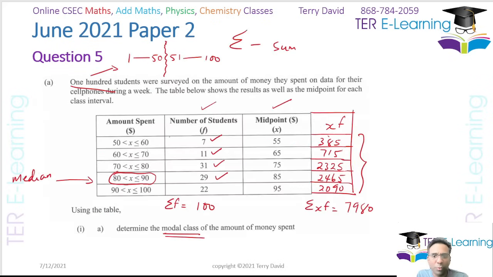Now, if you're wondering what I did here, what I was doing was finding essentially the cumulative frequency up until this point here. That's what I was doing here.